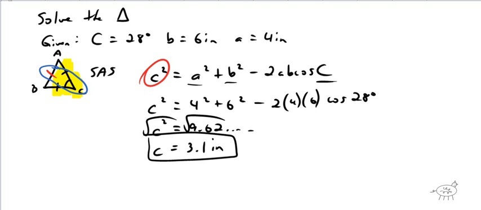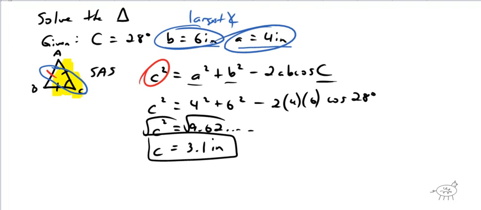How do you know which one's the largest angle? Just look at the two sides. Okay, I've got B is 6 inches and A is 4 inches. All right, so that means this is going to be the largest side, or largest angle. So what you're going to do is find angle A first, and then subtract from 180 to find angle B. That's the way you do it.